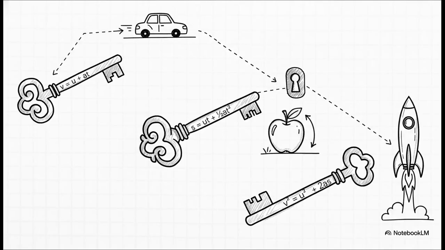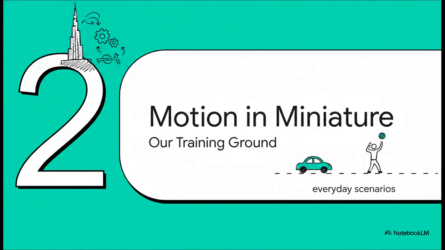And this is how we put them all together. These are our equations of motion. Think of them like master keys. Each one shows a different relationship between those 5 variables we just talked about. With just these 3 formulas, we can unlock pretty much any problem that involves a constant acceleration. It's awesome. Okay, so let's dive in.